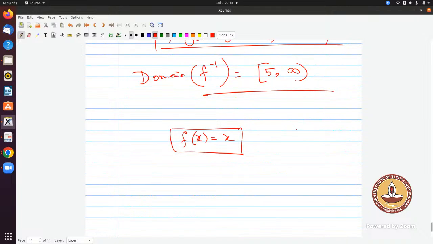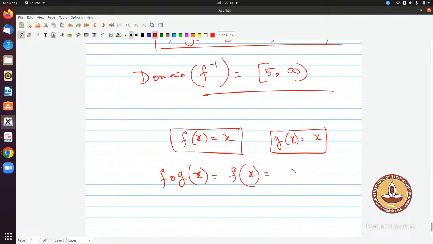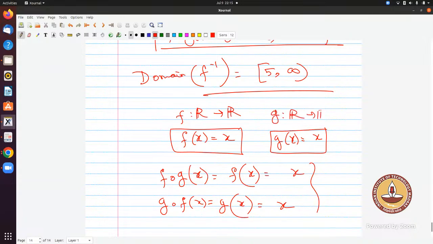X. So if I say gx is also x, and I apply f compose g, what am I getting? Gx is x, so fx is x. And what is g compose f? Again it will be like that. Fx is x, so g of x is again x. This is the same, and both are defined from R to R, so domain and range do not create any problem here. For fx equal to x, it is the same function we are talking about.